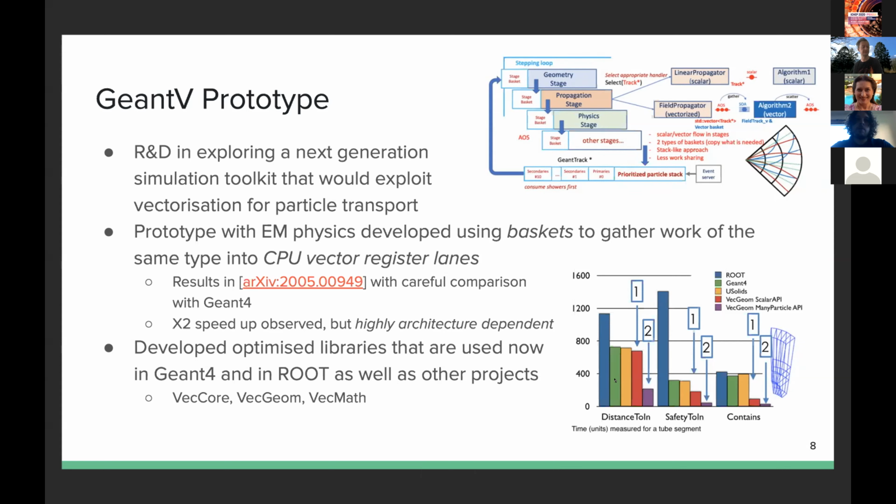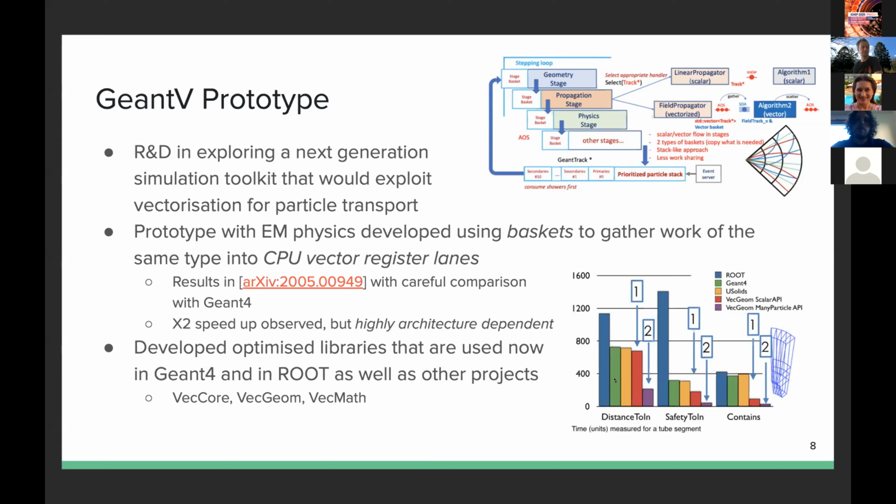And there's recently a very nice paper that has been uploaded to the archive, which gives a careful comparison to Géant 4. And you find in that paper that you can get up to about a 2 times speed up observed, although this is highly architecture dependent, in fact. I'll talk more about that on the next slide.